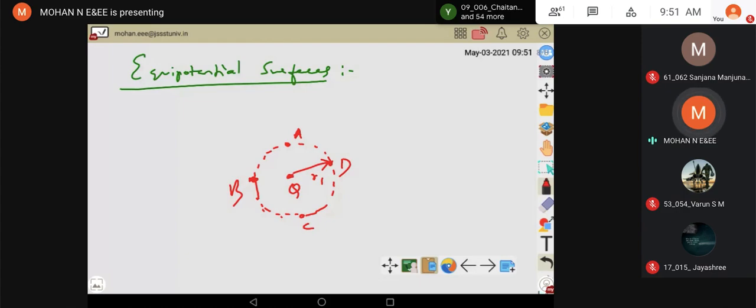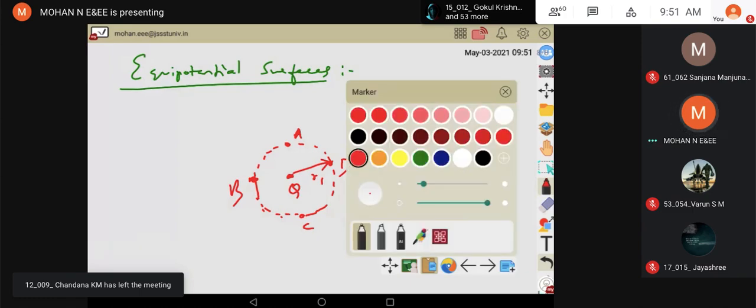That means the work done in moving the charge from infinity to those points A, B, C, D will be the same because they are under the influence of the same charge Q at the same distance R1 from Q. So this is nothing but equipotential points.